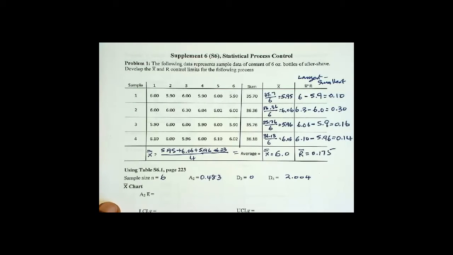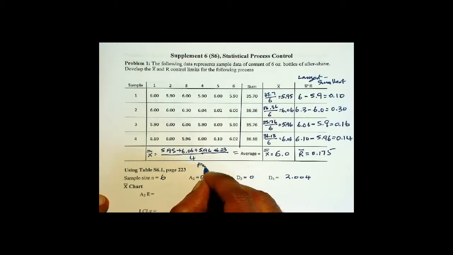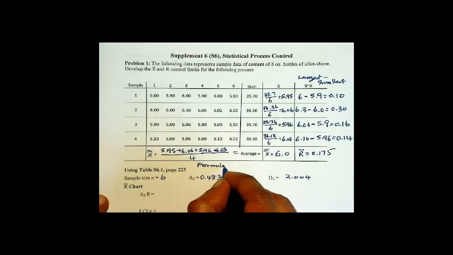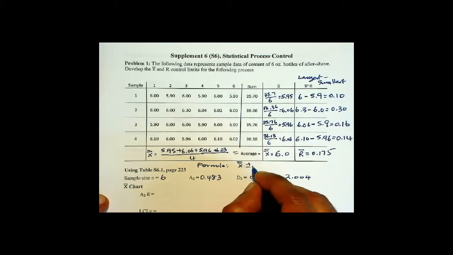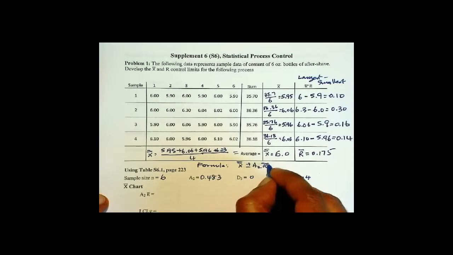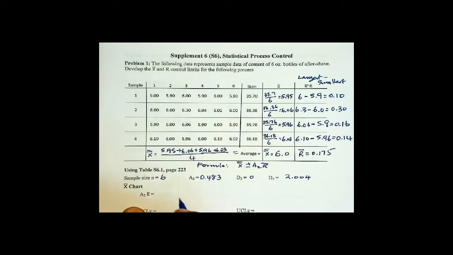Now the formula for the X bar chart is, let me write, X double bar plus or minus A sub 2 times R bar. So A sub 2 times R bar is 0.483 times 0.175, that is 0.0845.